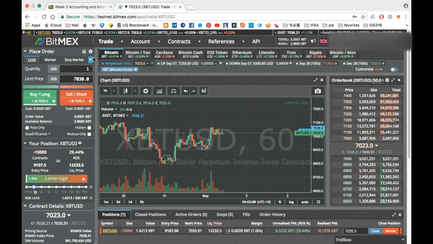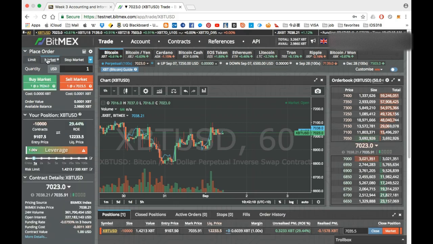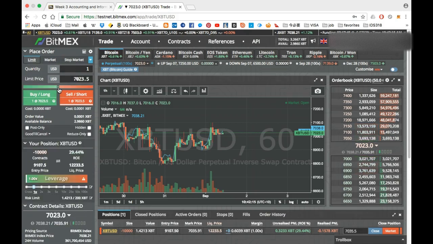As you all know, we have market orders and limit orders. Market orders, 100% you will pay the fee. Limit order, if you put your limit order above the current price and buy, you're still going to pay the fee. Just because you're using a limit, it doesn't get rid of the fee.